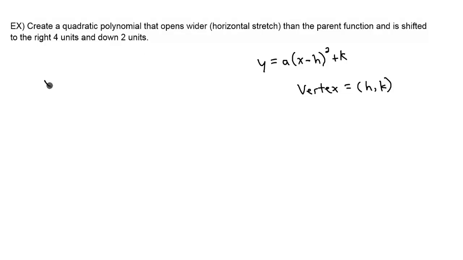So I'm going to start off by writing y equals. And let's look for the first thing we have to get. It says that we need to open up wider than the parent function. So the parent function is y equals x squared. And to get this to open up bigger, we need to change the value of a. So to do that, we need a value of a between 0 and 1. As long as it's between 0 and 1, that parabola is going to open up wider.